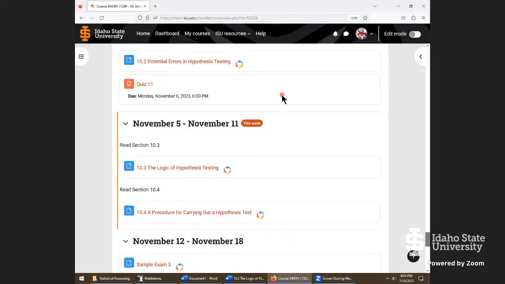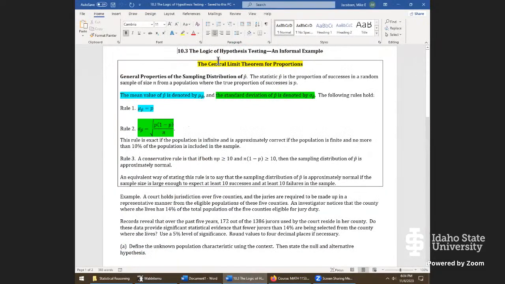Okay, so far we're now in section 10.3, and I like how our author called this the logic of hypothesis testing. The official title is Logic of Hypothesis Testing, an informal example. So this is our author's chance to kind of tap on the brakes a little bit before the next section comes up. We've discussed a ton of information about hypotheses, setting them up and considering their errors. So now we're going to run through an entire hypothesis test.